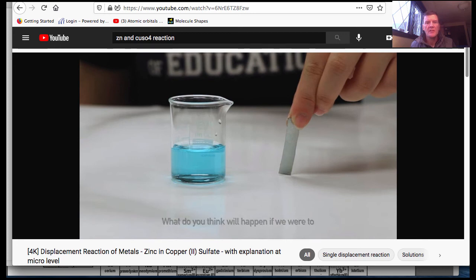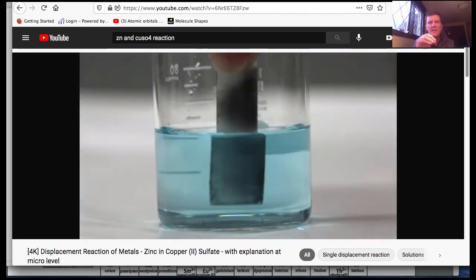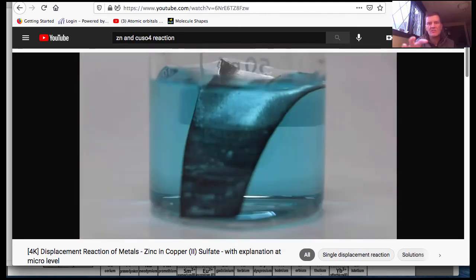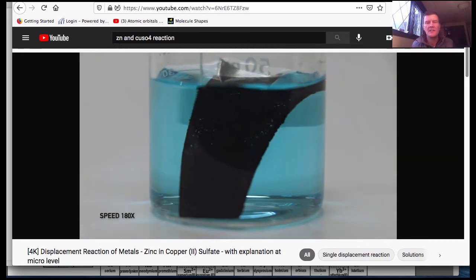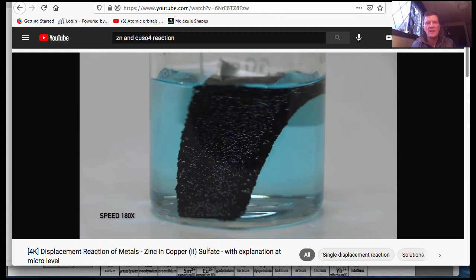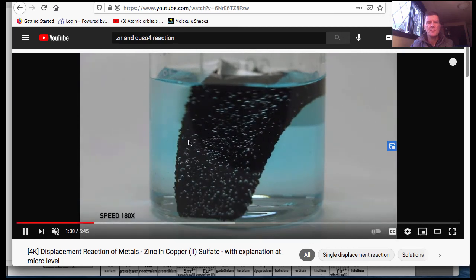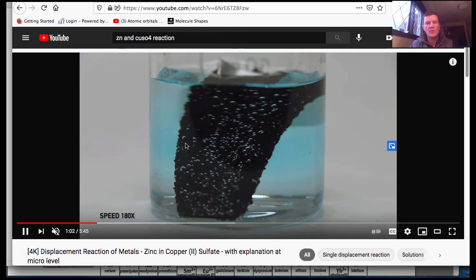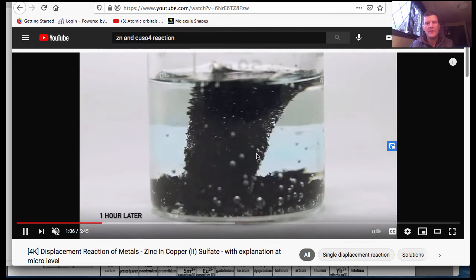And when that happens, the zinc is going to go into the solution as ions, and the copper that's in the solution is going to start to form, and it's going to be coated on the zinc metal, and it's going to look black. Okay, I know copper is not black, but that is what's forming. It's sped up, but those crystals are copper, pieces of copper metal that are forming, and the zinc metal is going into the solution.